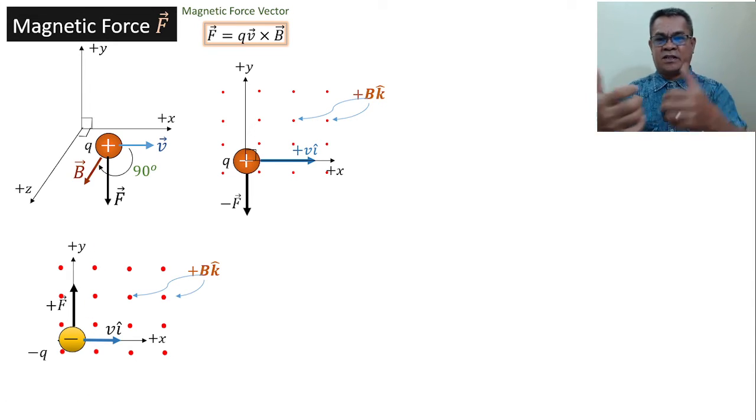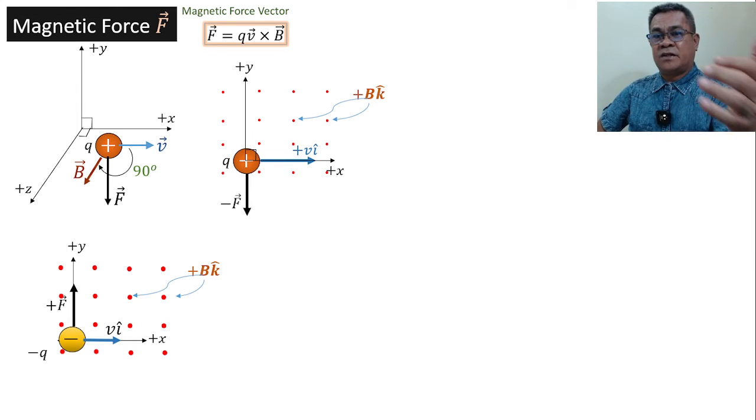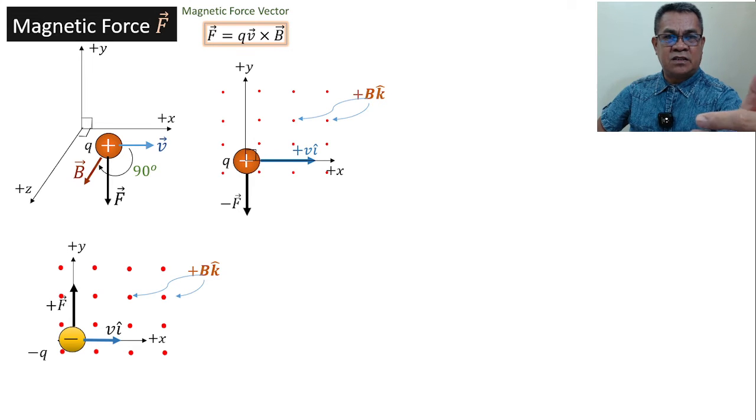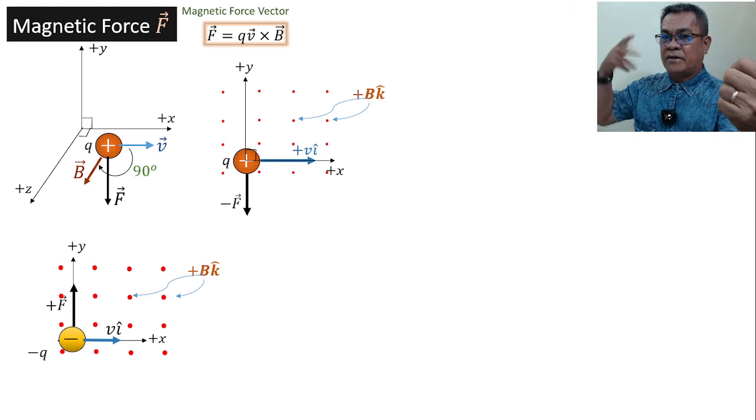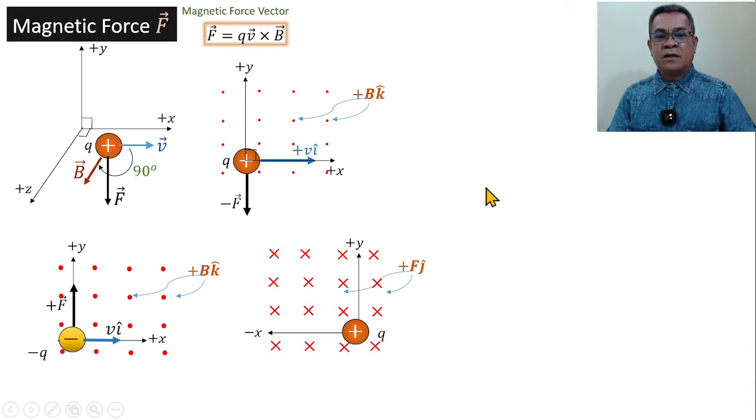So you can use the right hand rule, right or left. But for me, I always stay on the right hand rule. I notice the charge. If the charge is negative, then I reverse the answer of the right hand rule. So I did not use my left hand, because the rule is the right hand rule. Okay, another.